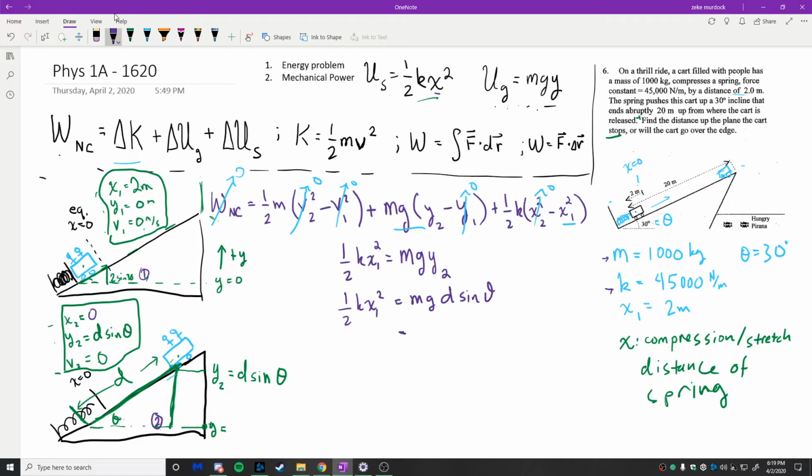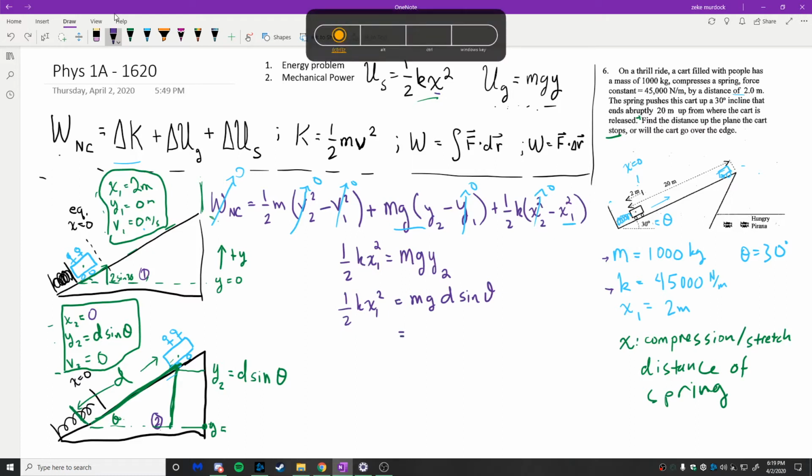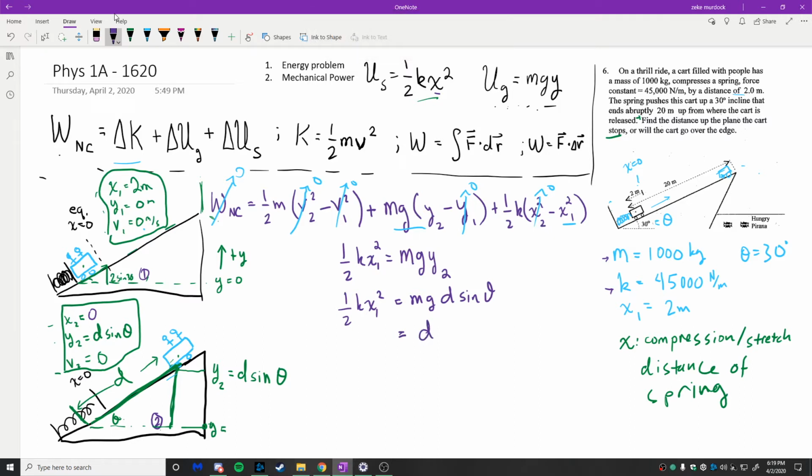All right. So now, if we want to solve for d, and the reason we would do that is because we want to figure out how far up the ramp it goes. That's going to be equal to 2 over mg sine theta. So then d is equal to, we can plug in the values. You guys can calculate it yourself now if you want to.